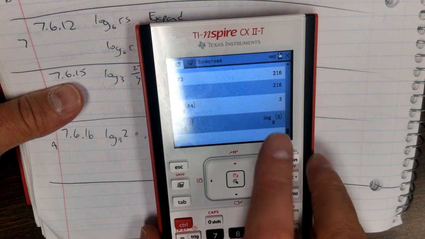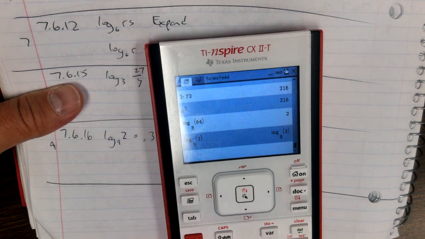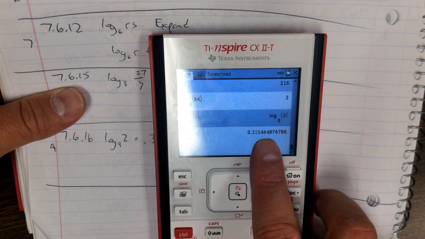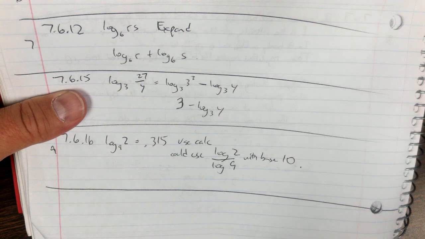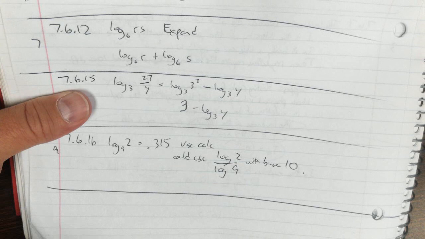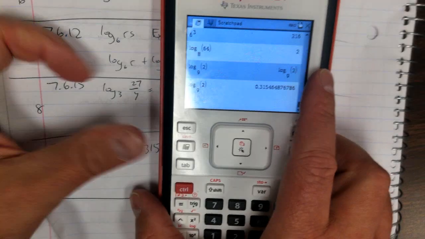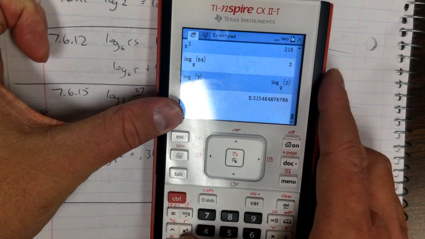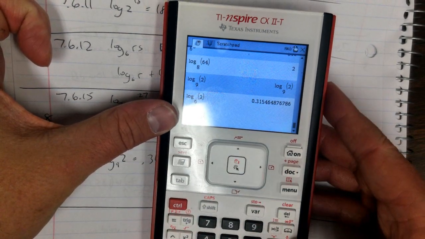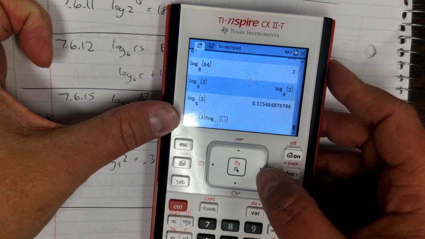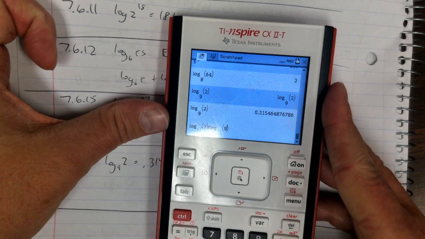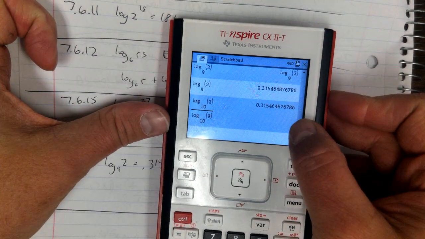Now on the teacher calculator, I just simplified it, which really couldn't be. I hit Control Enter, and it's 0.31546, whatever. So we just round this to 3 decimal places. And that's the same thing as if you did log, left the base blank, and put 2, divided by log, left the base blank, and did 9. When I do that, I get the same answer.